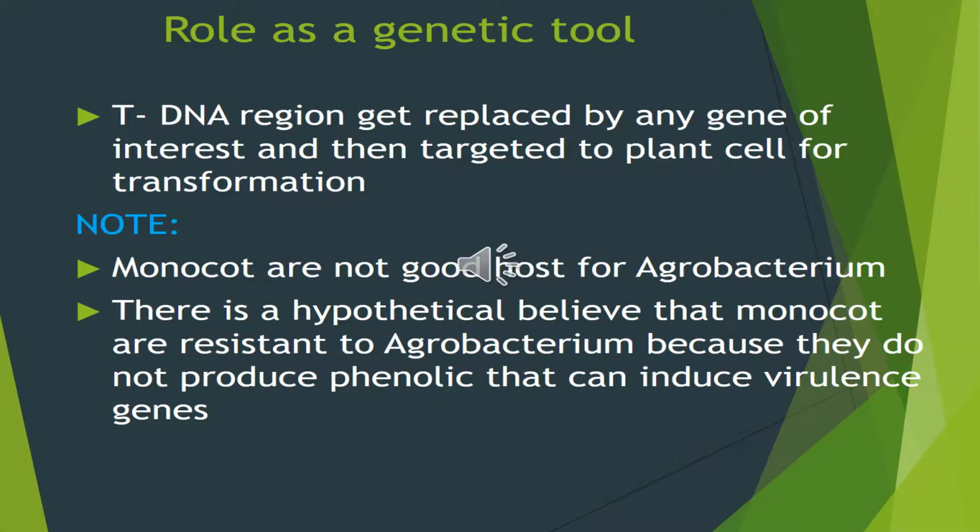One thing to note clearly is that monocots are not good hosts for Agrobacterium, because there is a hypothetical belief that monocots are resistant to Agrobacterium because they do not produce any form of phenolics that can induce the virulence genes. So, if there is no production of phenolic compounds from the plant side, how will the bacteria sense when to attack a plant? That's why they are not regarded as a good host.